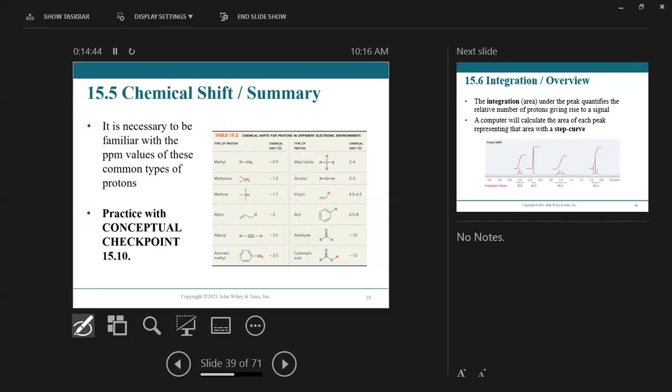So it is necessary to be familiar with the ppm values of these common types of protons. So, remember the phenyl group, aryl group around 7. You can use this chart if you want to. The more X's we put on there, the more we shift it downfield.